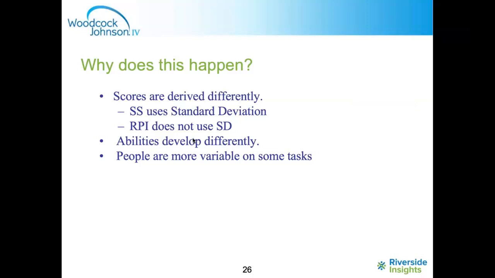So why does this happen? Well, it's because the scores are derived differently. Again, we're looking at different things. A standard score uses the standard deviation. That's how it's derived. But the RPI doesn't. And what you have to remember is that abilities develop differently. And people are more variable on some tasks, and people are variable on some tasks at different points in development.